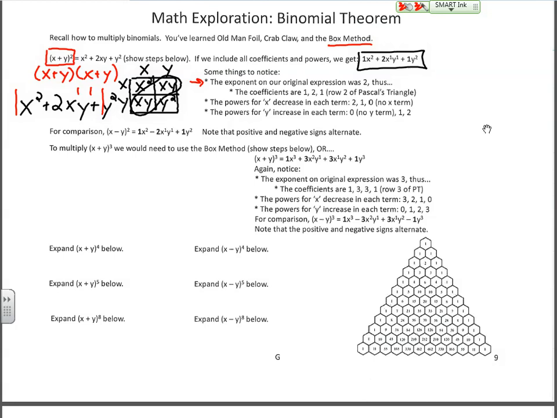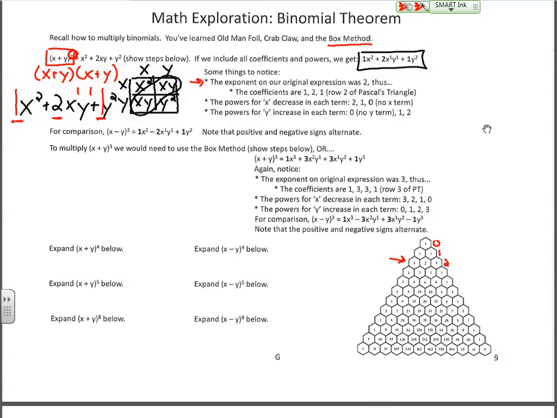First of all, the exponent on our original expression was a 2, right? (x + y)², it's got that 2 there. Therefore, our coefficients, 1, 2, and 1, is the second row of Pascal's triangle. Remember that top row is actually row 0. So row 0, row 1, row 2.